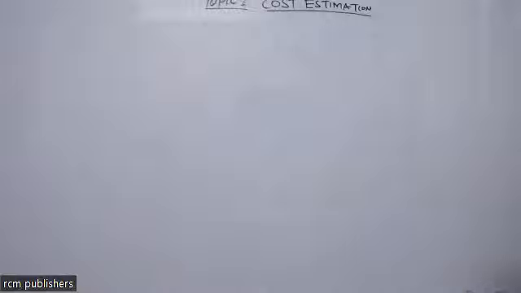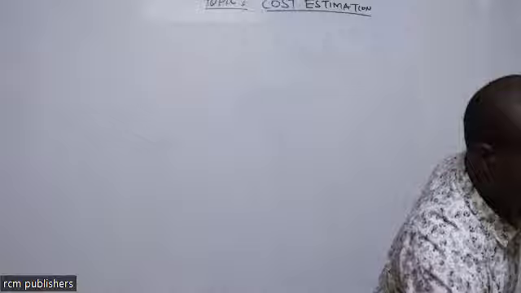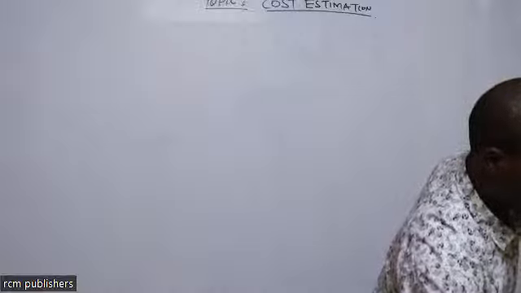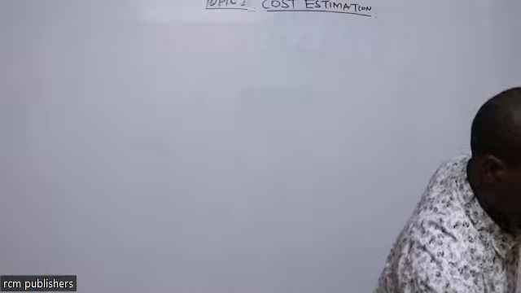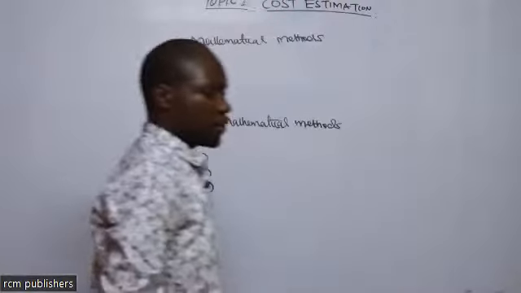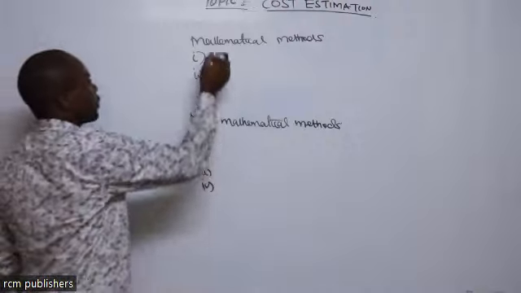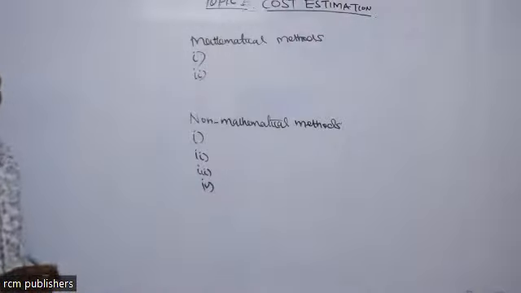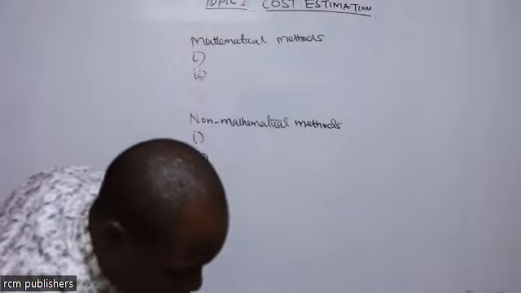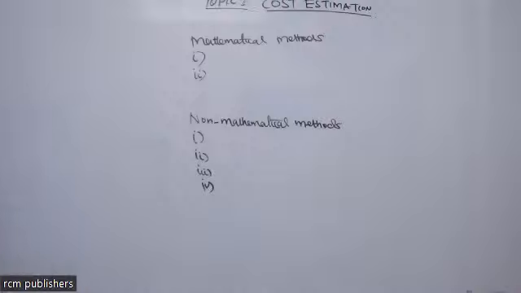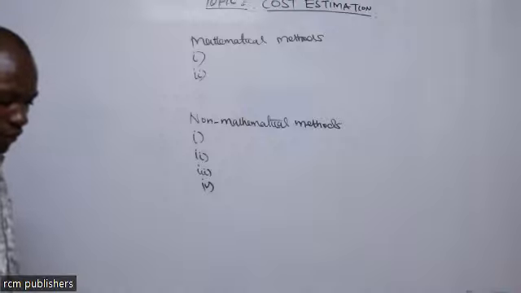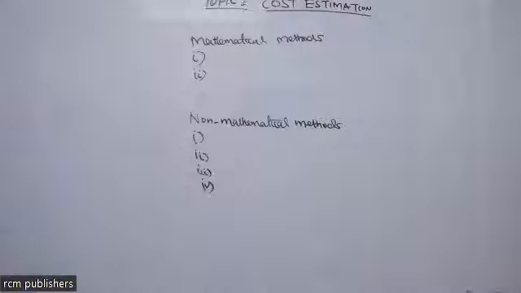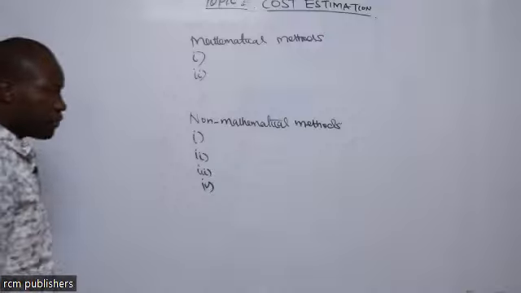I try to get my marker pen. Yes, we have accounts analysis, we have the ILO method, we have scatter graph. Okay, so let's now classify them into mathematical methods and non-mathematical methods. One of the non-mathematical methods which we have is accounts analysis. So the mathematical method is the scatter graph method.